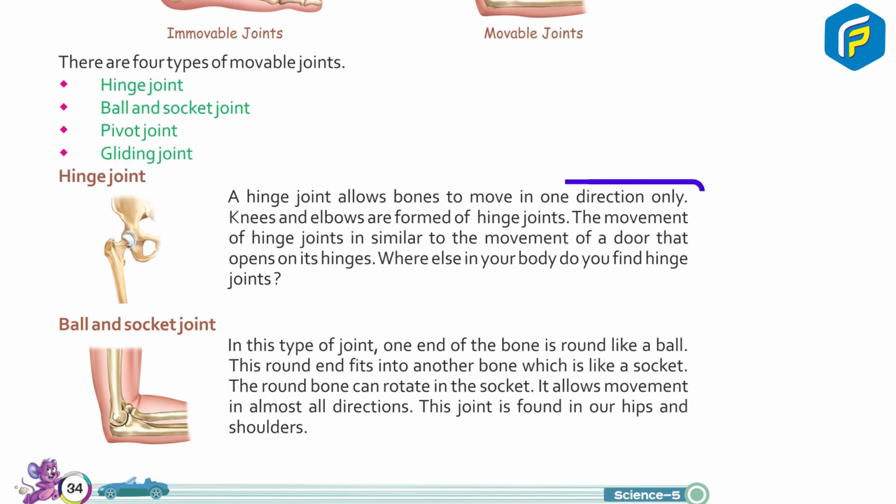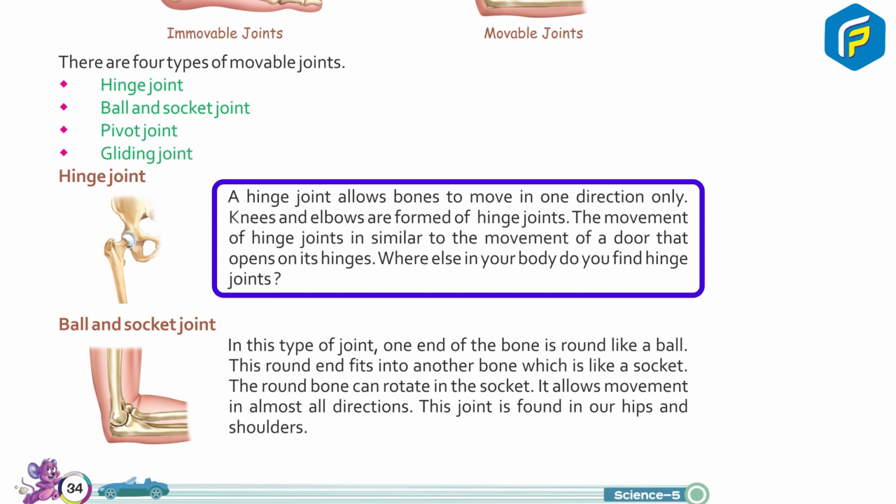Hinge joint. A hinge joint allows bones to move in one direction only. Knees and elbows are formed of hinge joints. The movement of hinge joints is similar to the movement of a door that opens on its hinges. Where else in our body do you find hinge joints?